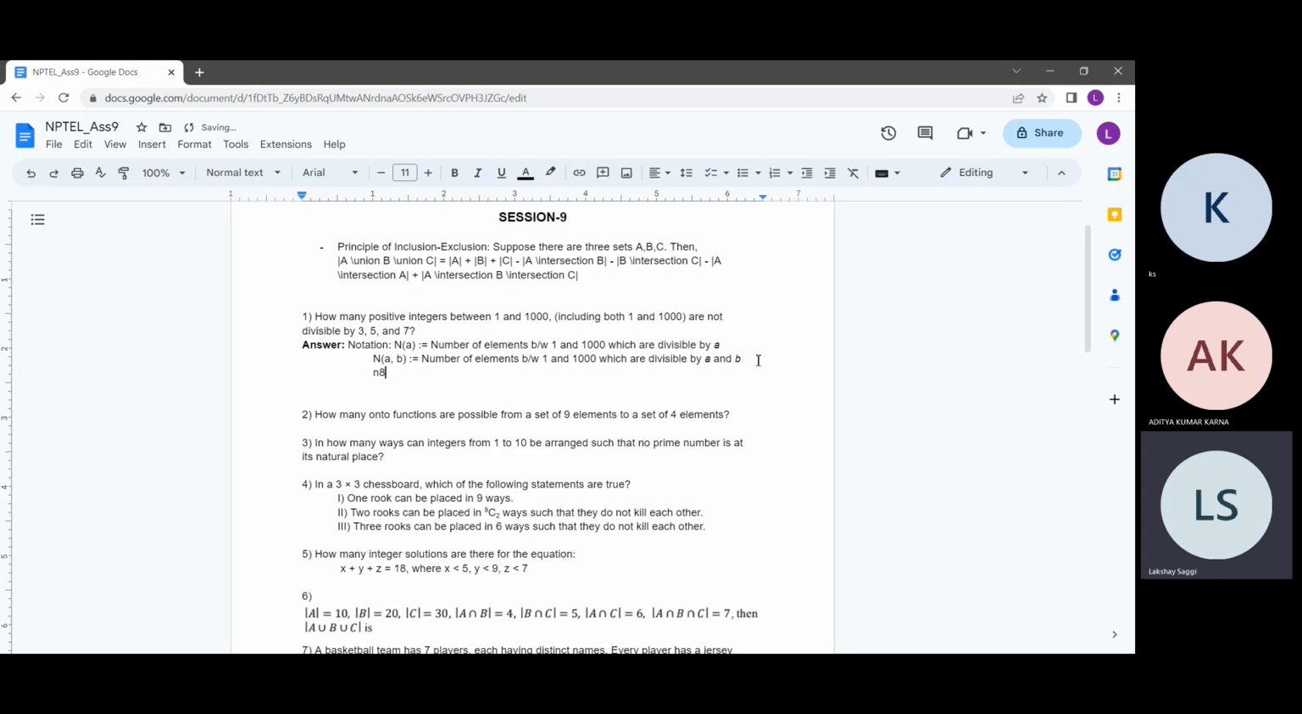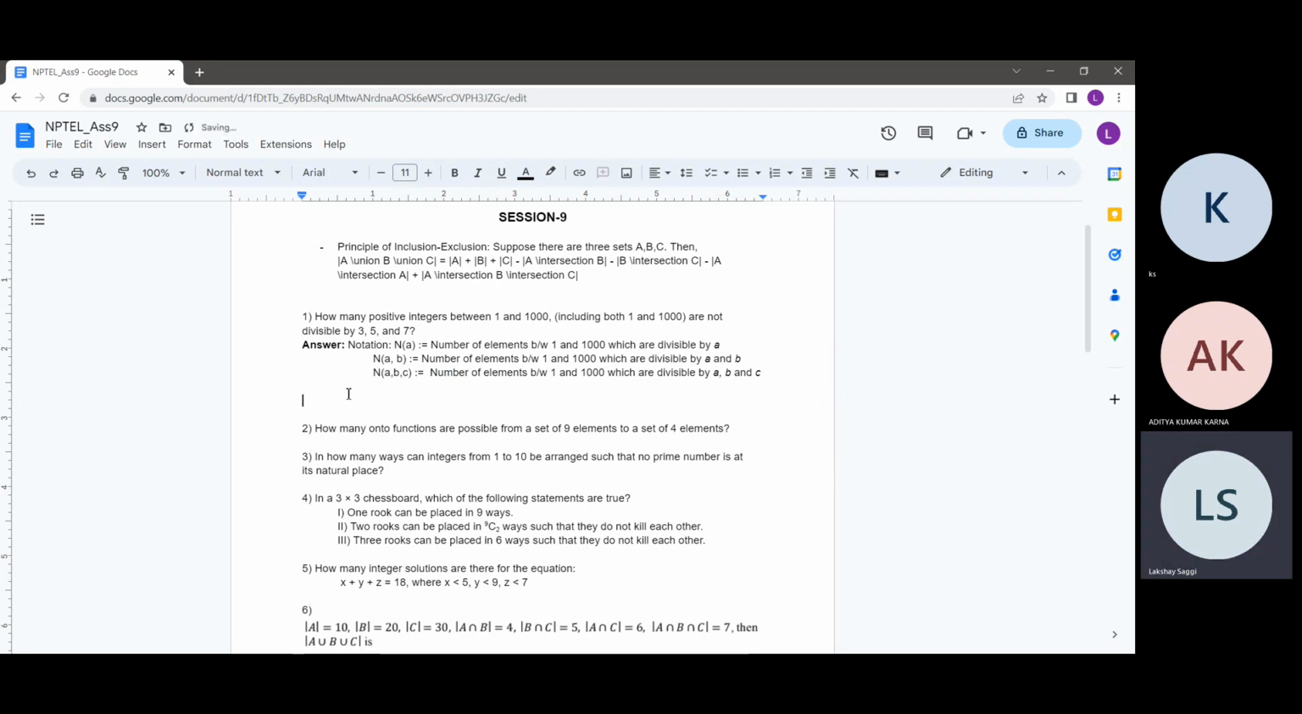Similarly, n of a comma b comma c has a similar definition. I just extended it to the number of elements between 1 and 1000 which are divisible by a, b, and c. So this is the notation I'll try to use.